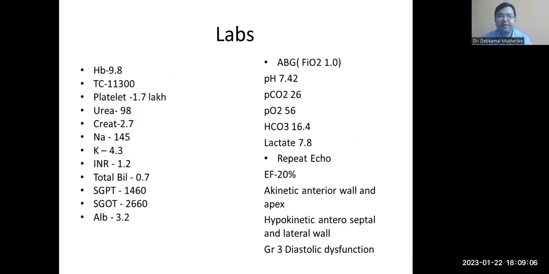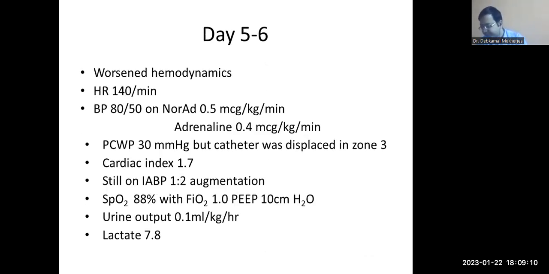On that day, so just go back. Now what is happening here, very importantly, is that the blood pressure has fallen and the cardiac index has fallen, right? Cardiac index is actually cardiac output by body surface area. So the cardiac output has fallen, in other words. So Dr. Devkamal, what is the relationship between blood pressure and cardiac index or cardiac output?